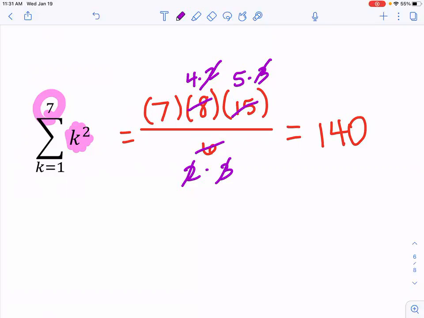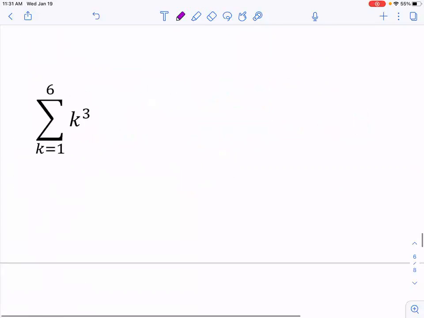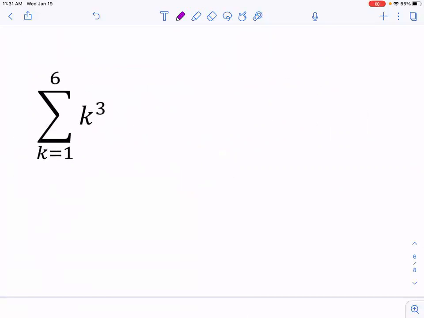We're not used to having several constants multiplied in the numerator. Okay, here we go. Last one of this type, and then we have one more thing to talk about.